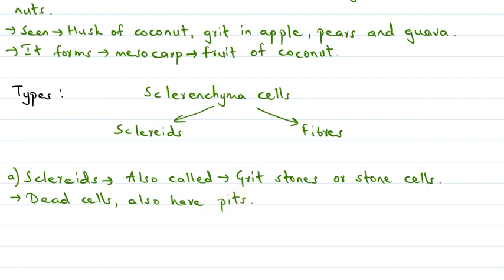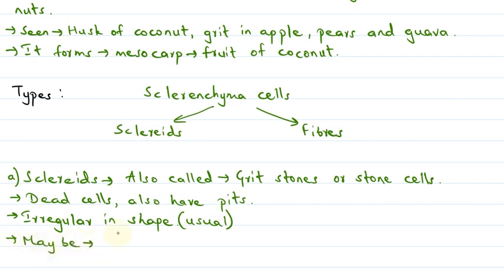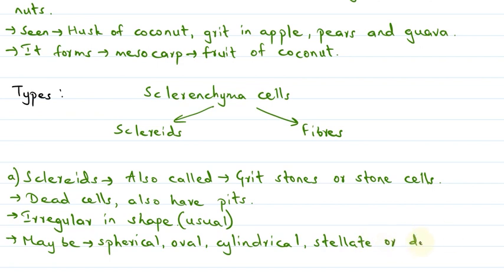Then they are usually irregular in shape. This is in the usual case, but they can also be spherical, oval, cylindrical, stellate shaped, or dumbbell shaped.